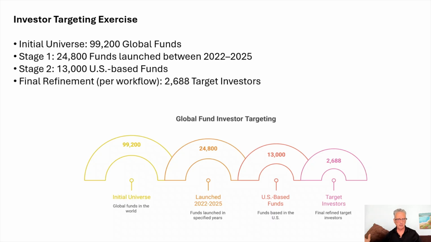But we started off with 99,200 global funds. Stage 1, we narrowed it down to 24,800 because I'm only focusing really on funds between 2022 and 25. Then stage 3, because we are very US focused, we squeezed it down to 13,000. 13,000 is still an amazing amount of targets to look through. The final refinement as per the workflow, and this is what takes the longest, at least from my side of it, is that there were 2,688 target investors.